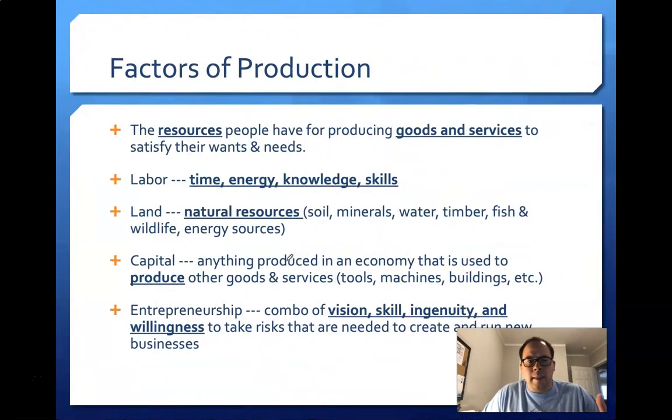Now, this should be something that you understand, but we're going to get in a little bit more depth: factors of production. The definition of factors of production is the resources people have for producing goods and services to satisfy their wants and needs. We're going to break this down into four factors of production. Three are the basic ones. The fourth is how you combine all of them.